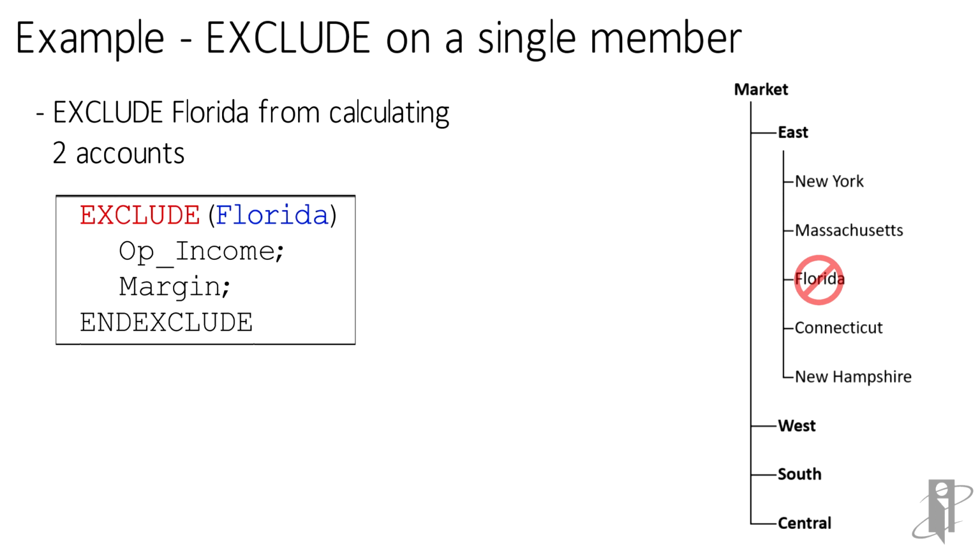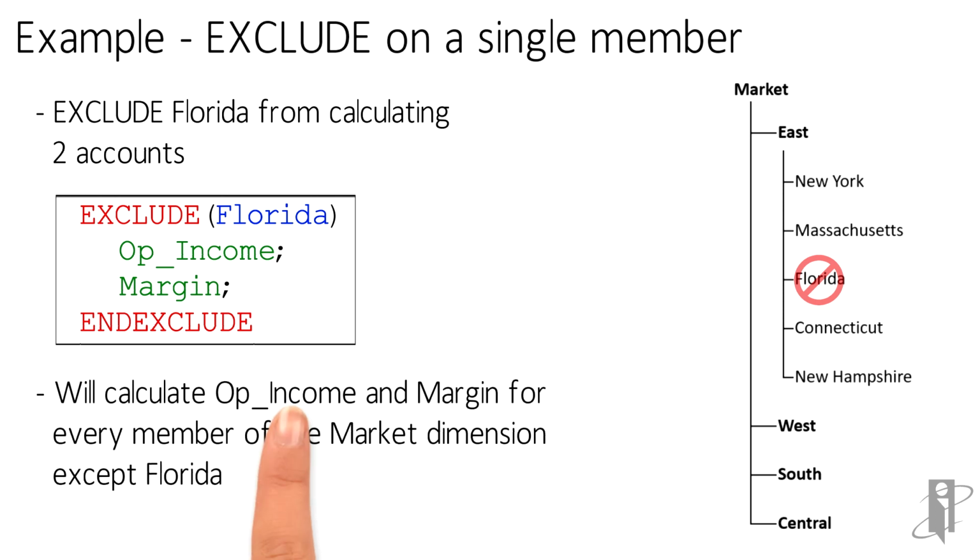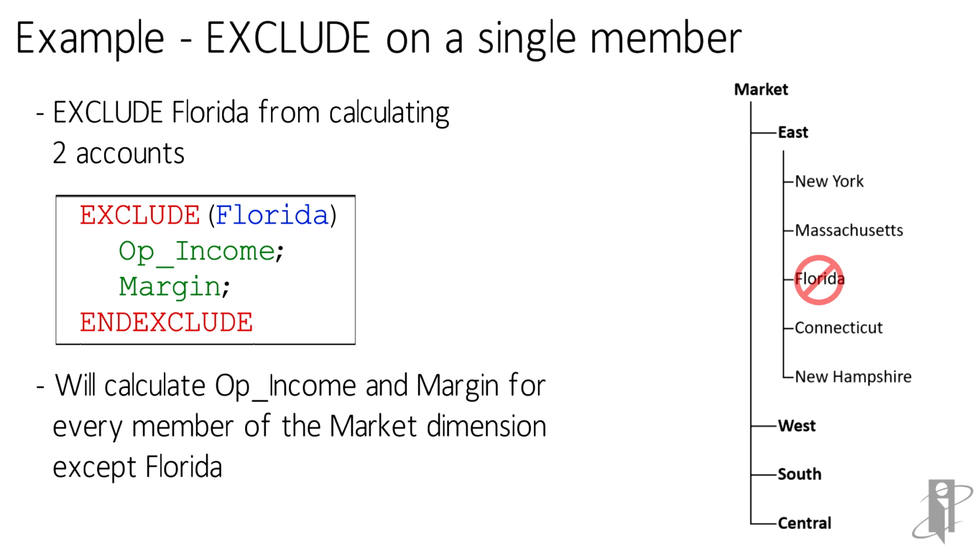In our example here, we have a couple of stored measures, op income and margin, that we want to calculate. So: exclude Florida; op income; margin; end exclude. We'll calculate that entire market dimension except for that very specific member I said ignore. Sorry, Florida, we're not paying attention to you right now.